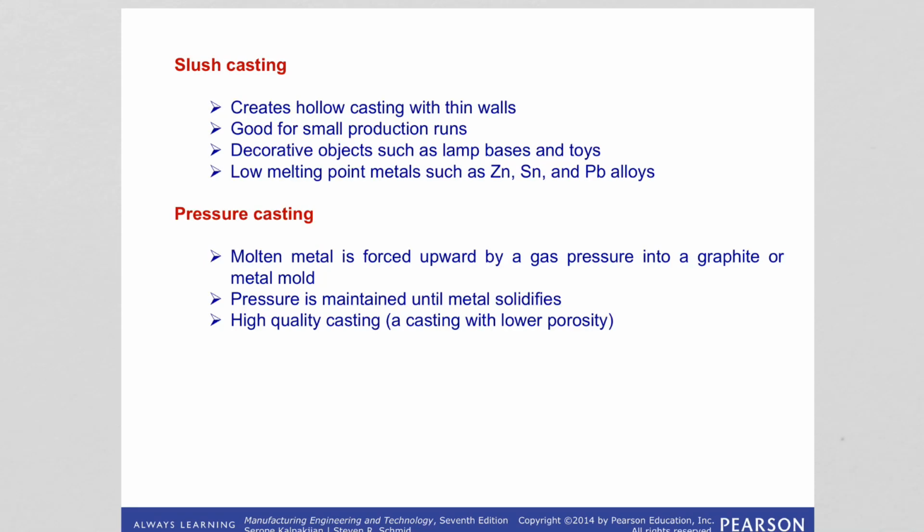So slush casting. In this technique we can create hollow castings with thin walls. In this case, the molten metal is poured into the metal mold, and after the desired thickness of the solidified skin is obtained, the mold is inverted and the remaining liquid metal is poured out. And then, of course, the mold halves are opened and the casting is removed.